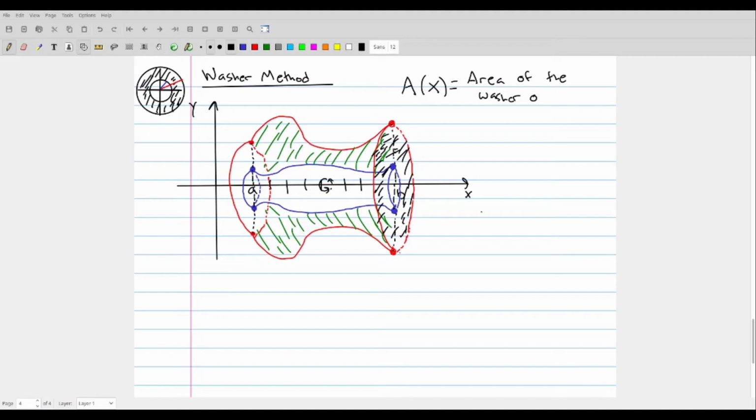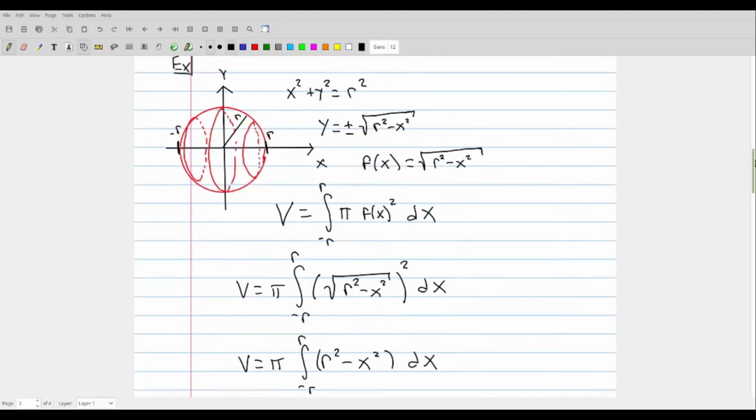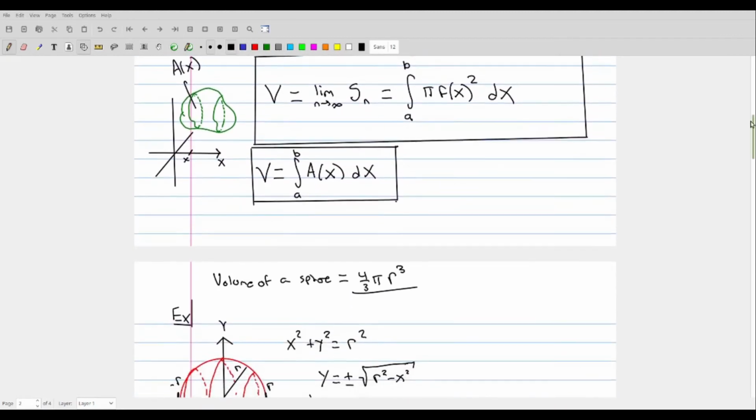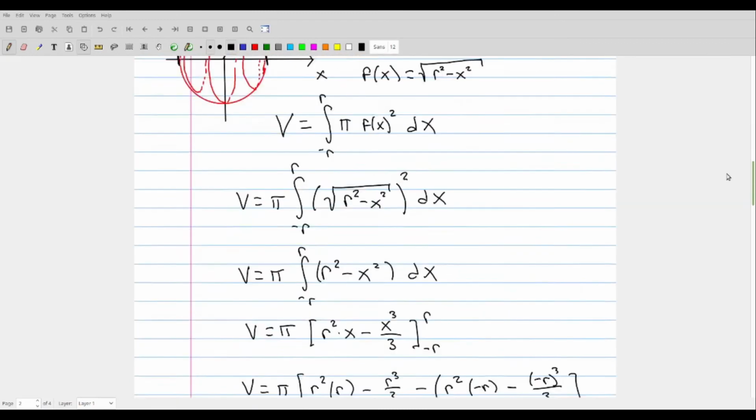Now you can do the derivation like we did before with the Riemann sums, but what I'll do is I'm going to actually just use this formula right here, the more general form of our volume formula, to derive the formula for the total volume, the volume of the surface.